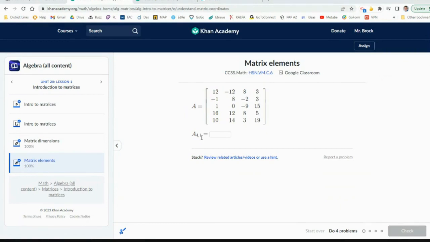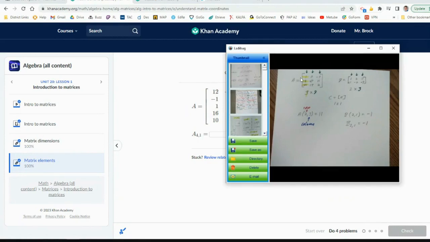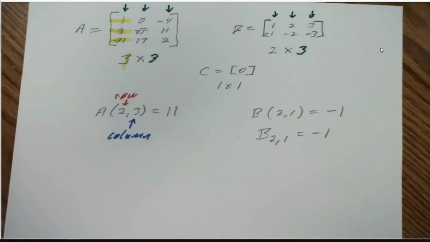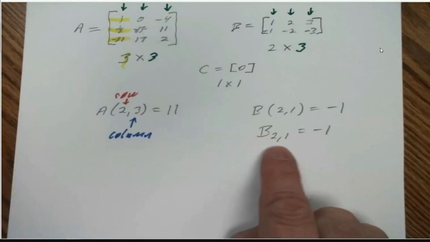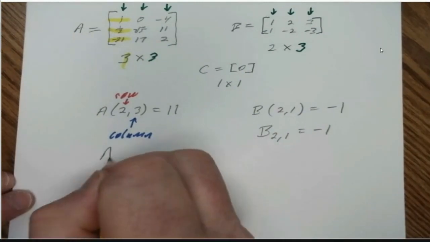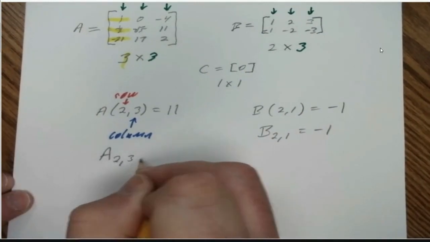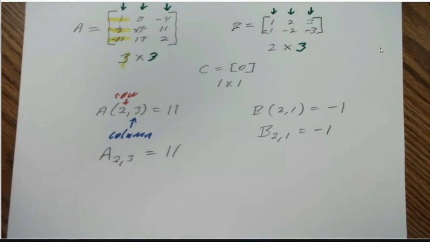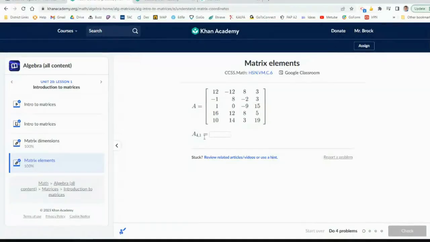If I put it up like this, this is the same thing. B 2, 1. They put it as a subscript in Khan Academy, so that's fine. That's -1. This one is A 2, 3. So you just put it as a subscript. That means the same thing as what I was writing up there. A 2, 3. What is in that position? So like on this one, A 4, 1. 1, 2, 3, 4. That'd be the first one there in the fourth row, 16.